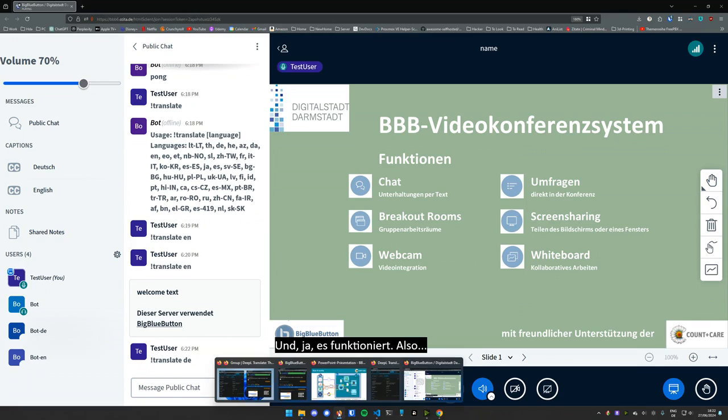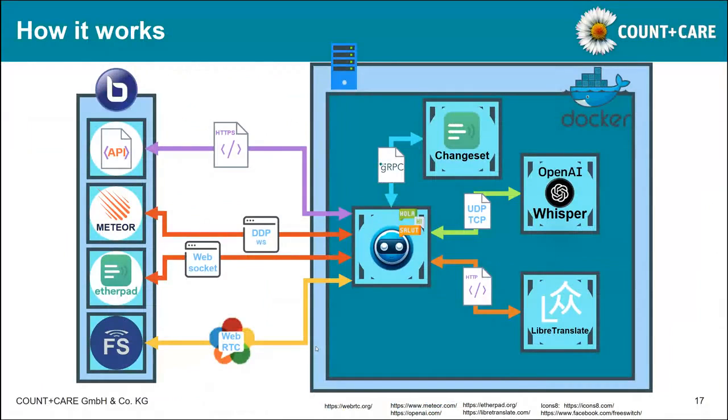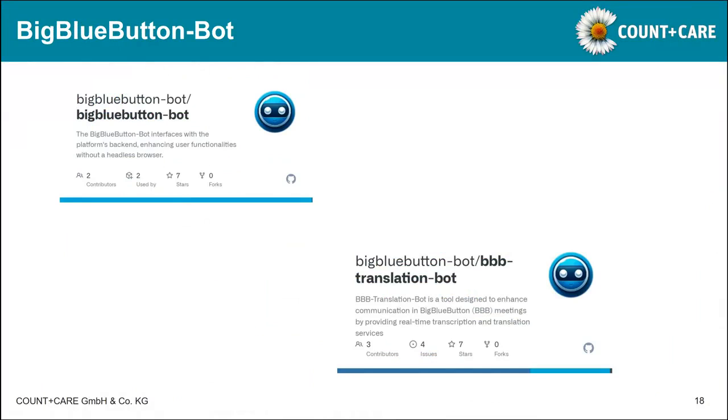So now, continuing to my presentation. Those are the 2 projects I wanted to present to you: the BigBlueButton-Bot, which is only an API wrapper, and the BBB-Translation-Bot, which is an example of what you can do using bots and AI and the functionality which already exists in BigBlueButton, without implementing new functions into BBB and rewriting code and stuff like this.